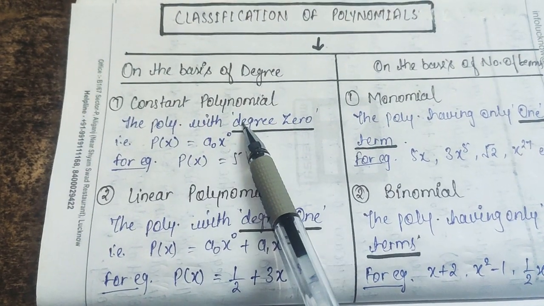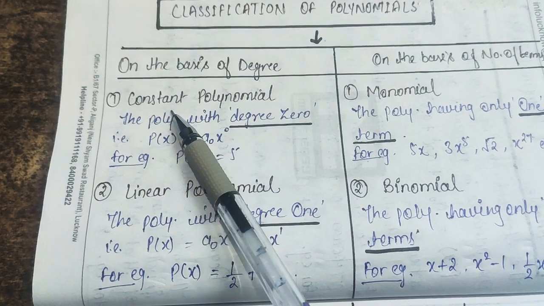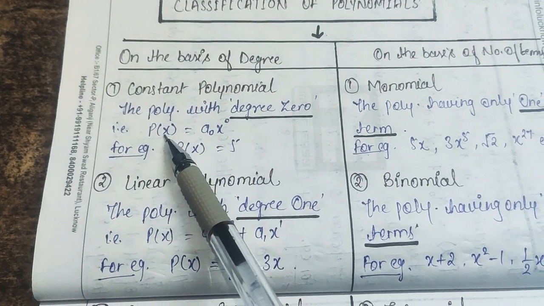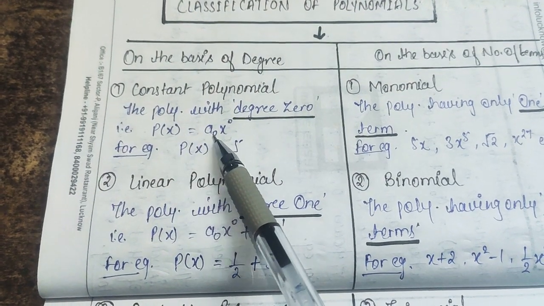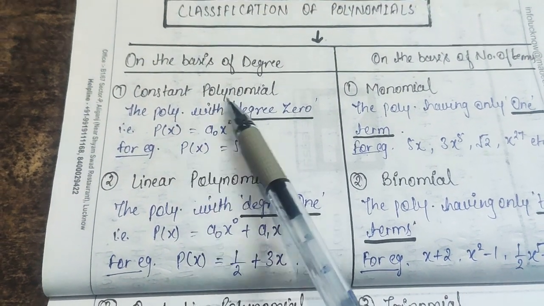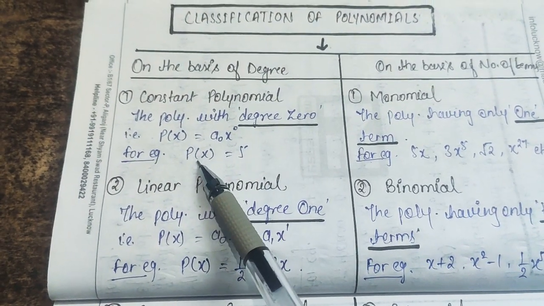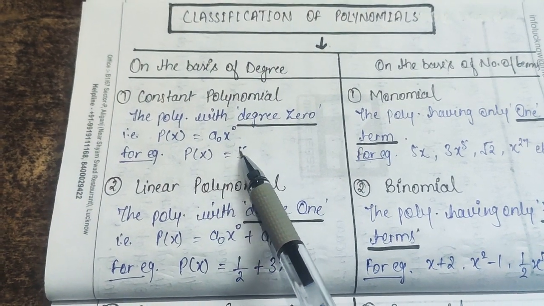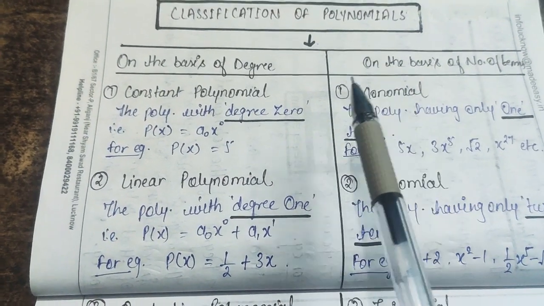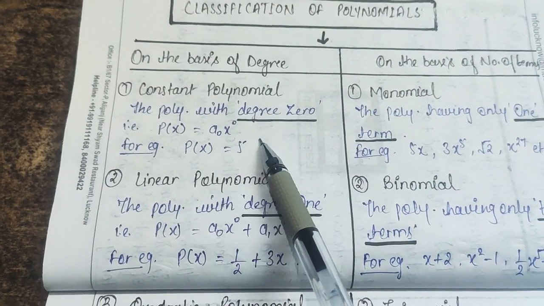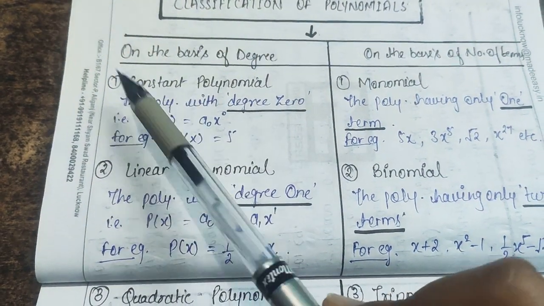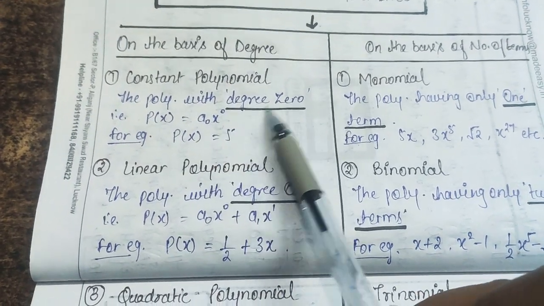So whenever a polynomial has the degree 0, we say it is a constant polynomial. The general form of the constant polynomial can be written as p(x) equals a naught x to the power 0. So any real number other than 0 will be a constant polynomial. For example, p(x) equals 5, or it can be root 2, root 3, 1 by 3, 2.5, anything. So any constant number, any real number other than 0 is a constant polynomial because it has the degree 0.